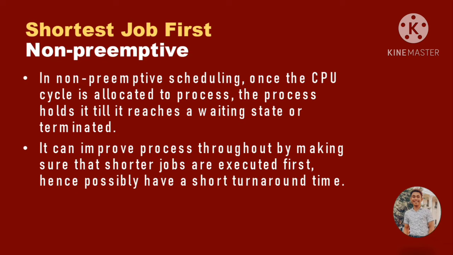Shortest job first, non-preemptive. In non-preemptive scheduling, once the CPU cycle is allocated to a process, the process holds it until it reaches a waiting state or terminates. It can improve process throughput by making sure that shorter jobs are executed first, hence possibly having a short turnaround time.